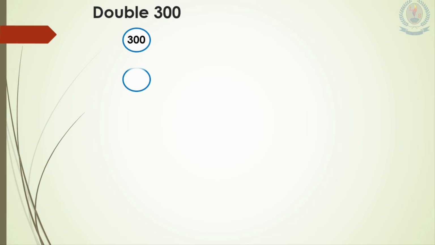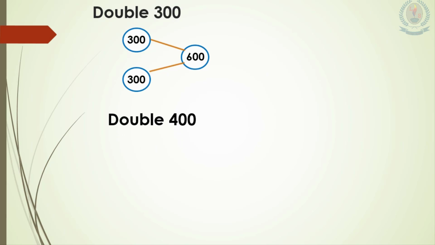Now let's double 300. 300 and 300. Double of 300 is 600. Double 400. 400 and 400. Double 400 is 800.